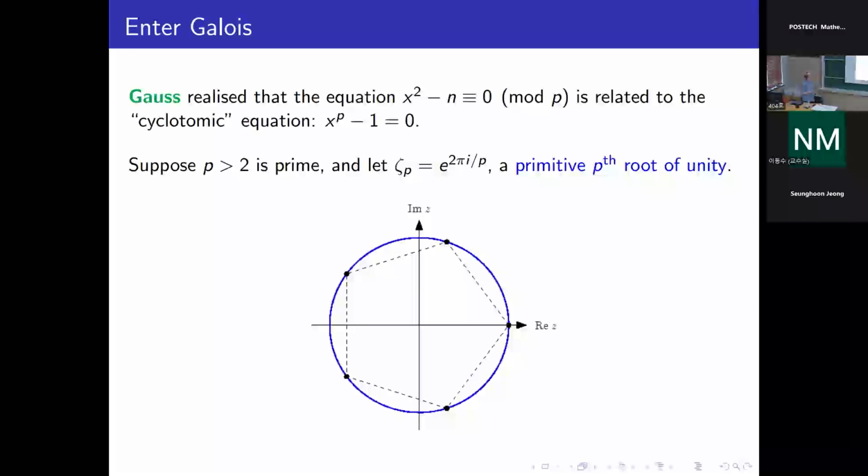So here, the solutions of this equation in the complex numbers are just pth roots of unity. They are powers of e to the 2 pi i divided by p. When p is 5, I drew the picture here. Those are the 5 solutions of this cyclotomic equation in the complex plane.